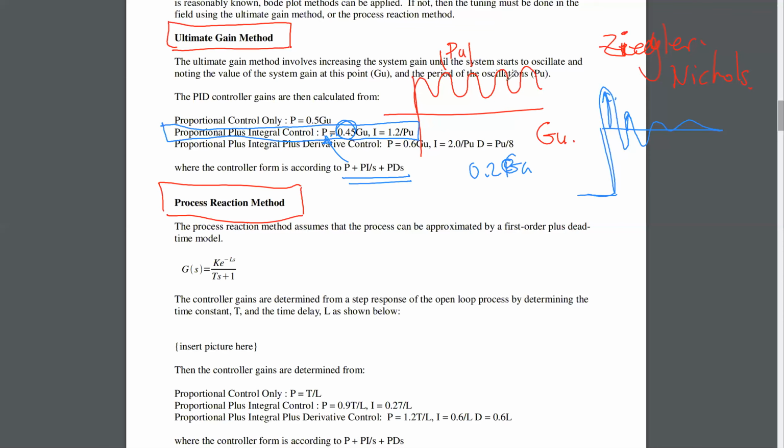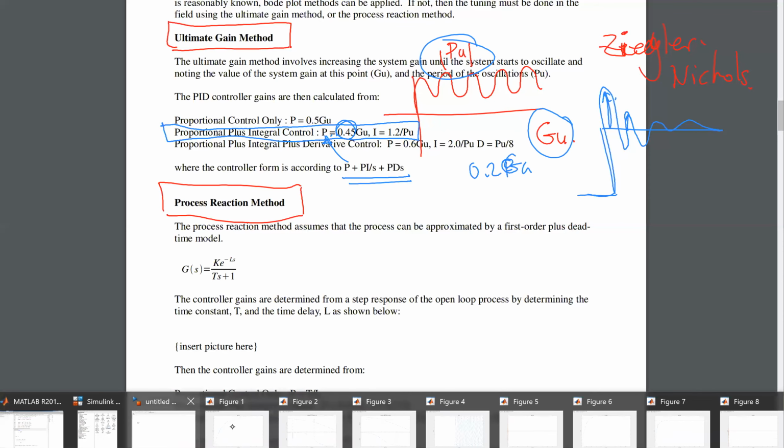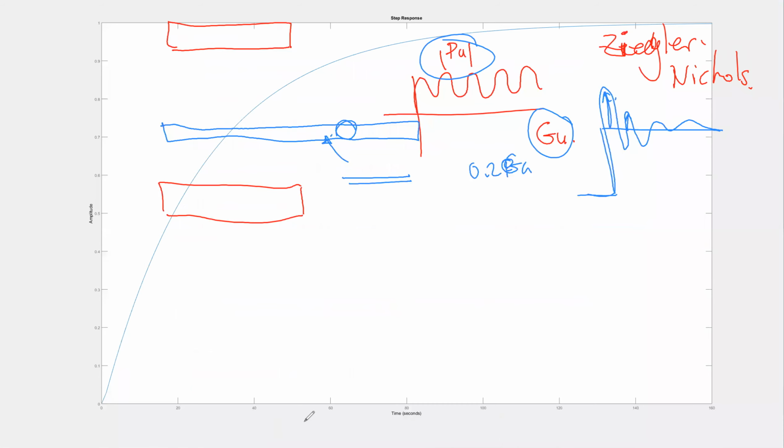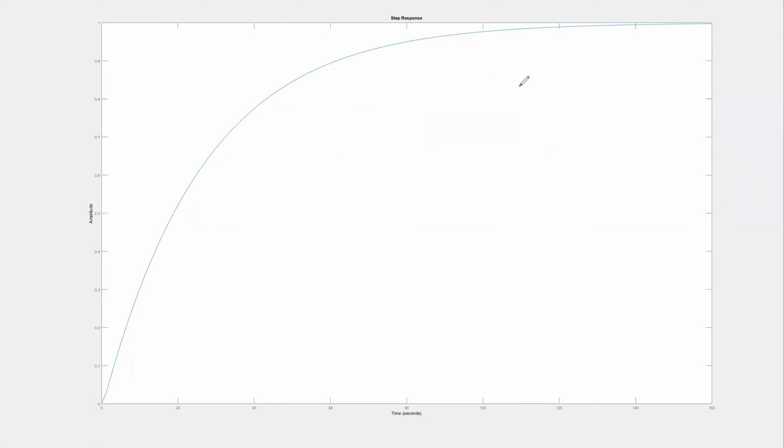Okay, so that's the ultimate gain method, and we can also get this period of oscillations and ultimate gain from our Bode plot. So let's go to MATLAB and look at a system. So this is the response of the system 1 over S times S plus 3 times S plus 9. Okay, and this is another important point, that this ultimate gain method can only be done on a system that has a gain margin that will go unstable if you put the gain to a certain number.